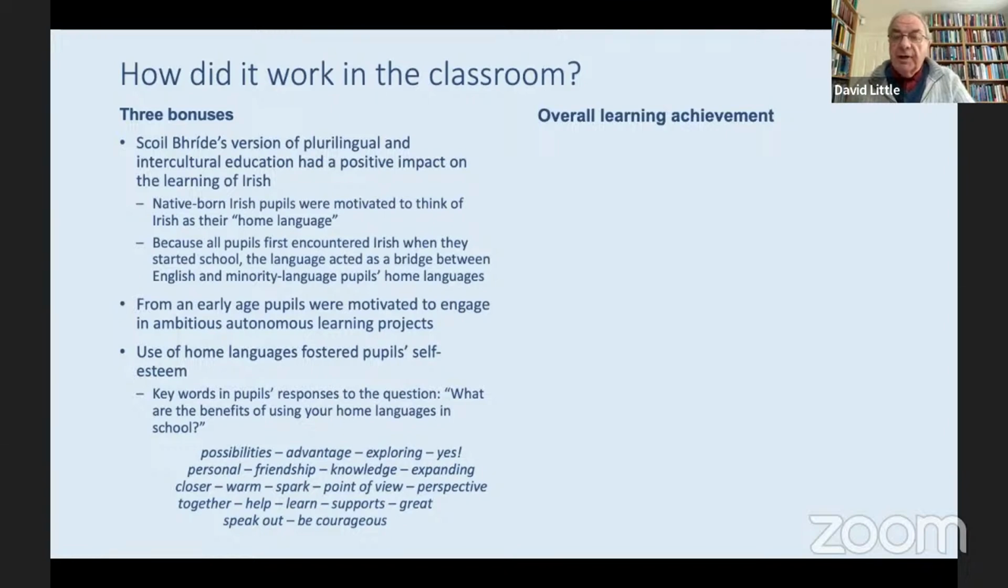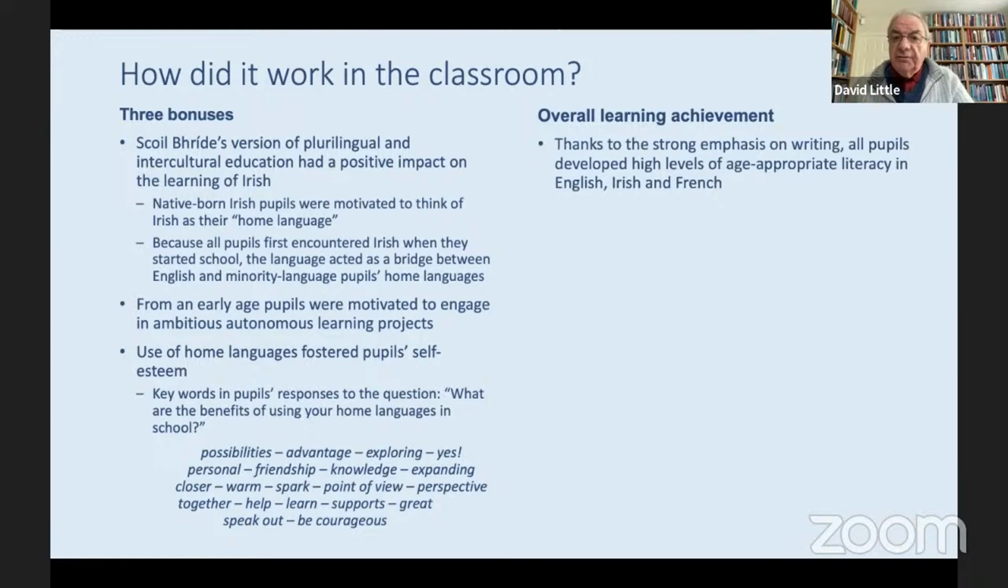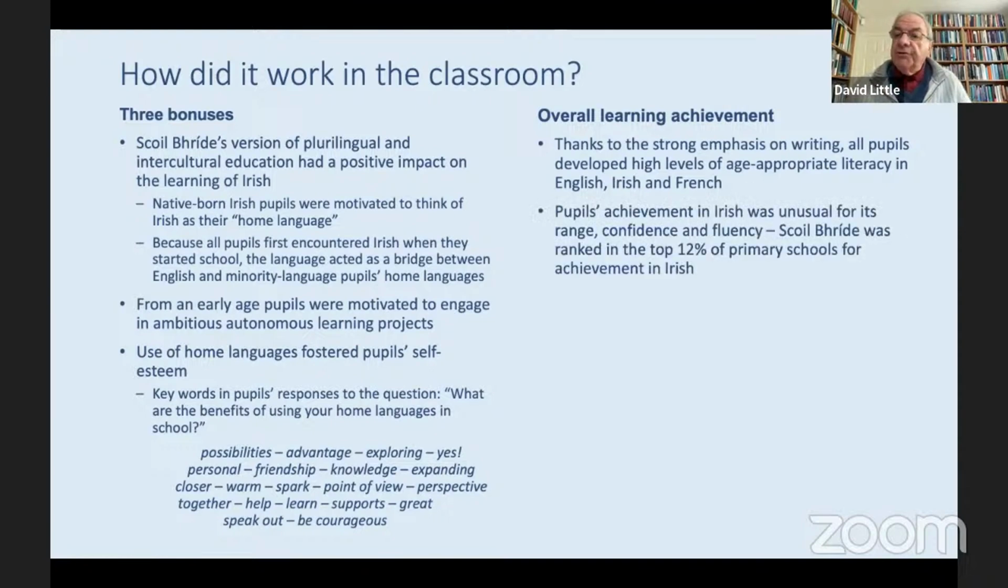It's worth saying something about overall learning achievement. Thanks to the strong emphasis on writing, all pupils developed high levels of age-appropriate literacy in English, Irish, and French. Pupils' achievement in Irish was unusual for its range, confidence, and fluency. Think back to the example of Marceline.